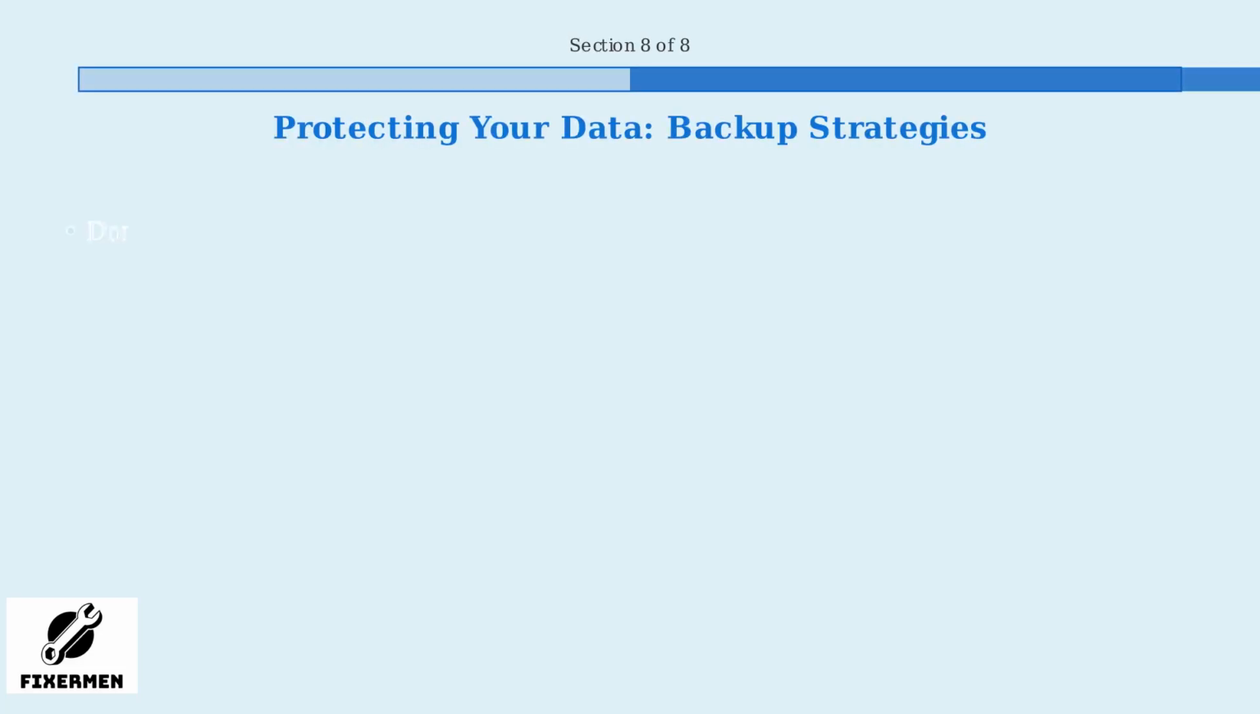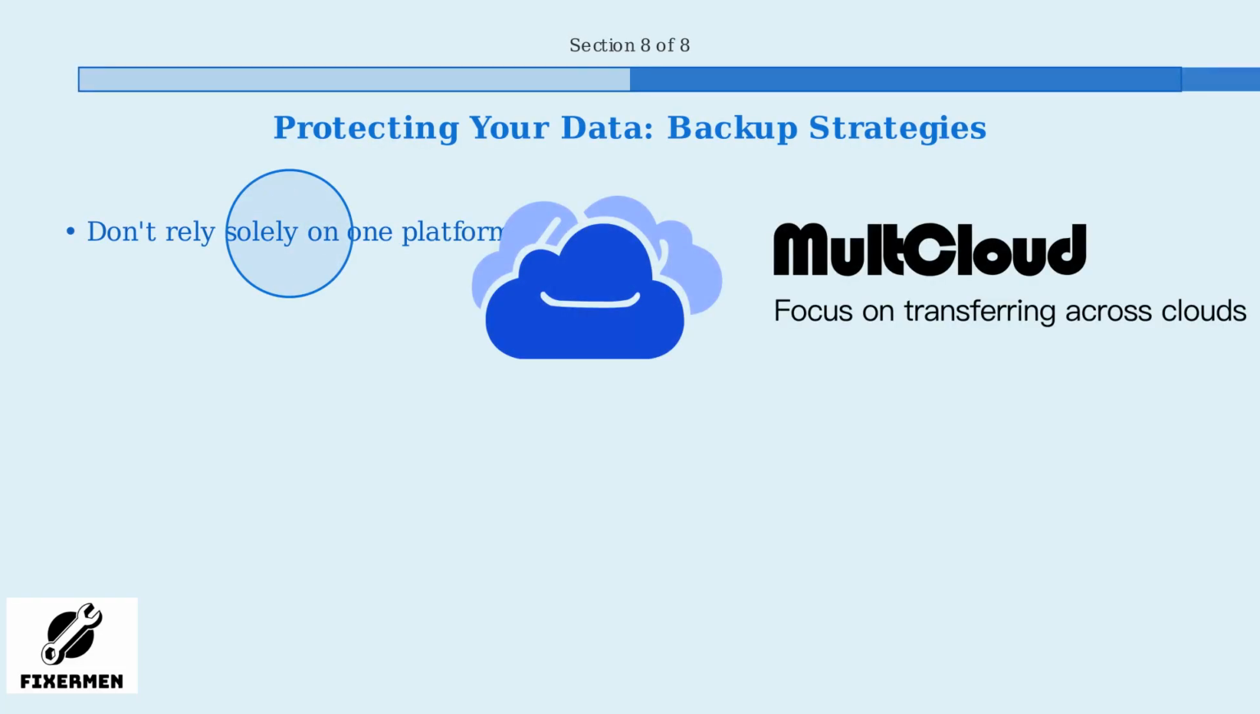Protecting your data requires smart backup strategies. Don't rely solely on one platform like Google Drive. Instead, diversify your storage to prevent total loss if one service fails. Use third-party tools like MultiCloud to automate backups across multiple services. This prevents total reliance on Google Drive and ensures your files are safe even during outages.